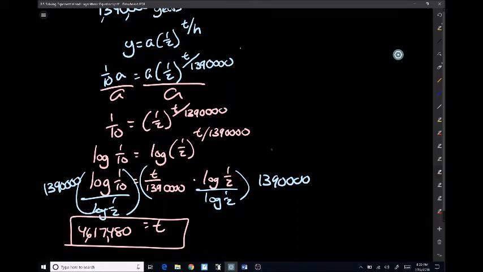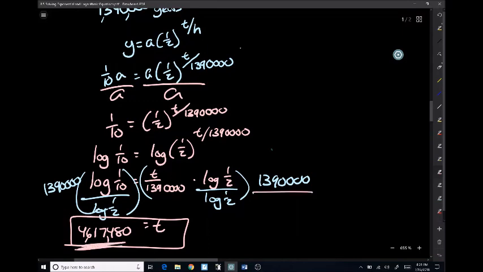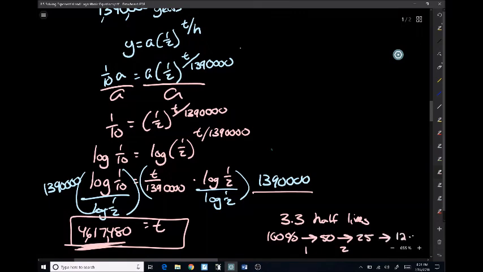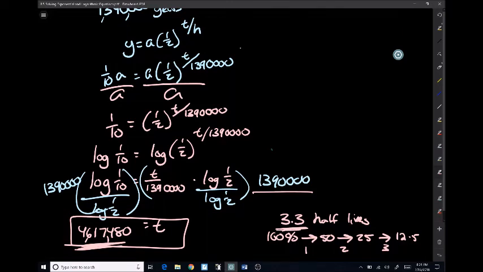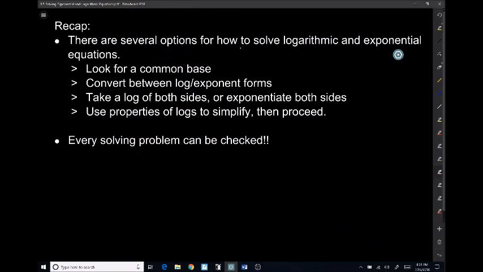Now I want to see how many half-lives that is. If I take this number here and divide it by this number here, that's 3.3 half-lives. And I'm just checking to see if that makes sense, because we have 100% of the stuff, and after one half-life is 50. After the second half-life is 25%. The third half-life is 12.5%. So it's going to be a little bit more than 3 half-lives, which makes perfect sense. If it's a little more than 3 half-lives, it's 4,600,000 years.